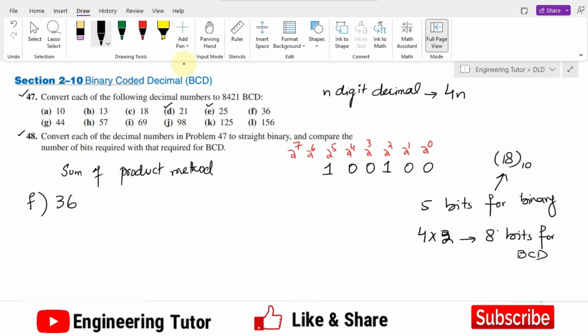Okay, so how many bits do I have here? So 0 1 2 3 4 5 6, so 6 bits are required for the 36. Okay, so 6 bits are required for 36, and again we have here 2 digits for the decimal, so the number of bits for the BCD will remain same, which are 8 bits here, because 4 multiplied by 2 are 8.